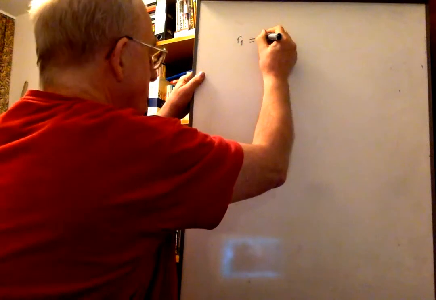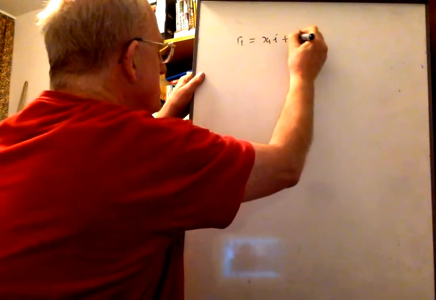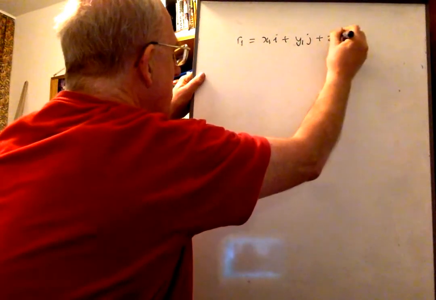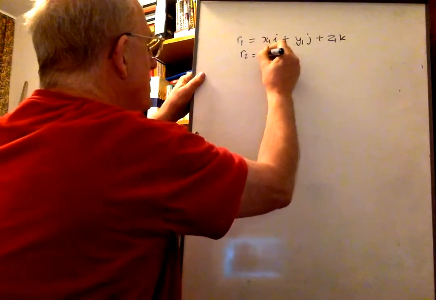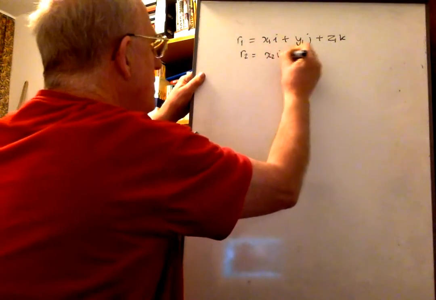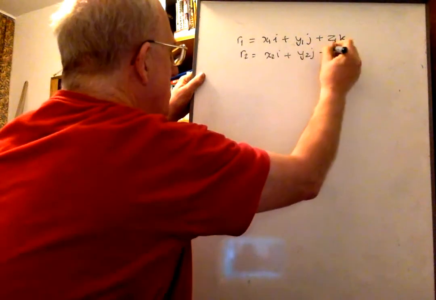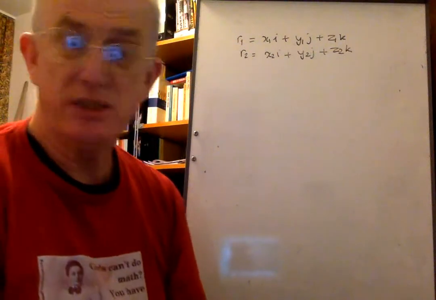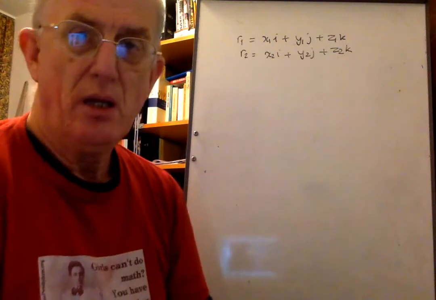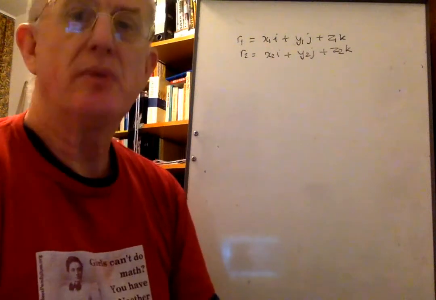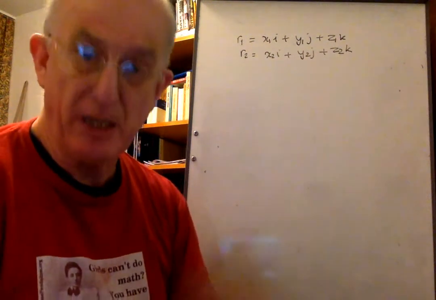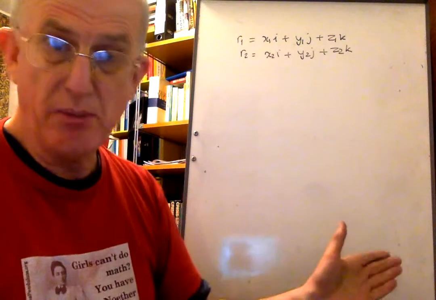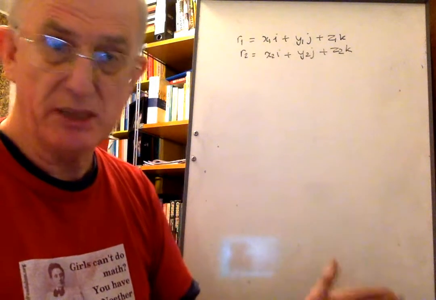R1 is x1 i plus y1 j plus z1 k, and R2 is x2 i plus y2 j plus z2 k. Those are two quaternions which have no real part. We're going to multiply them together. The rules which we've set down about multiplying i, j and k tell us exactly how we have to multiply this. So maybe pause the video and work out the multiplication.